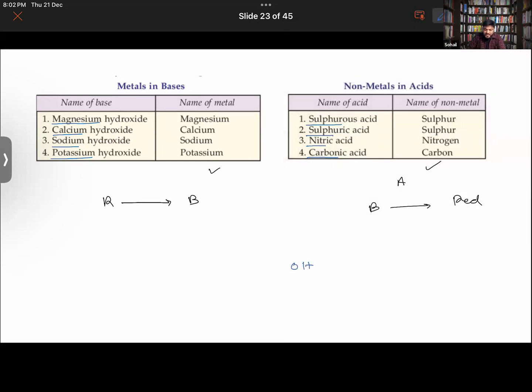This hydroxide ion, OH minus, is found where? In the bases or in the acids? In the bases it is found, while acids have H plus, simply H plus. Hope that is clear to everyone now.